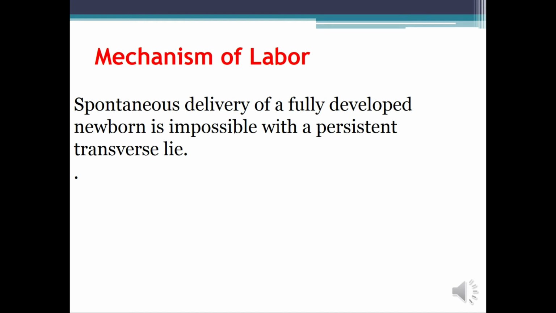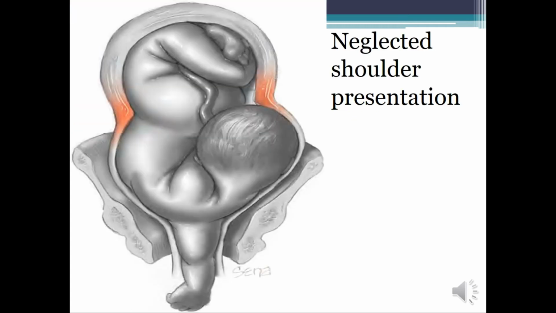Mechanism of labor. Spontaneous delivery of a fully developed newborn is impossible with a persistent transverse lie. Neglected shoulder presentation, as you see, if not diagnosed early in labor, the hand is prolapsed through the vagina. This is incompatible with vaginal delivery.